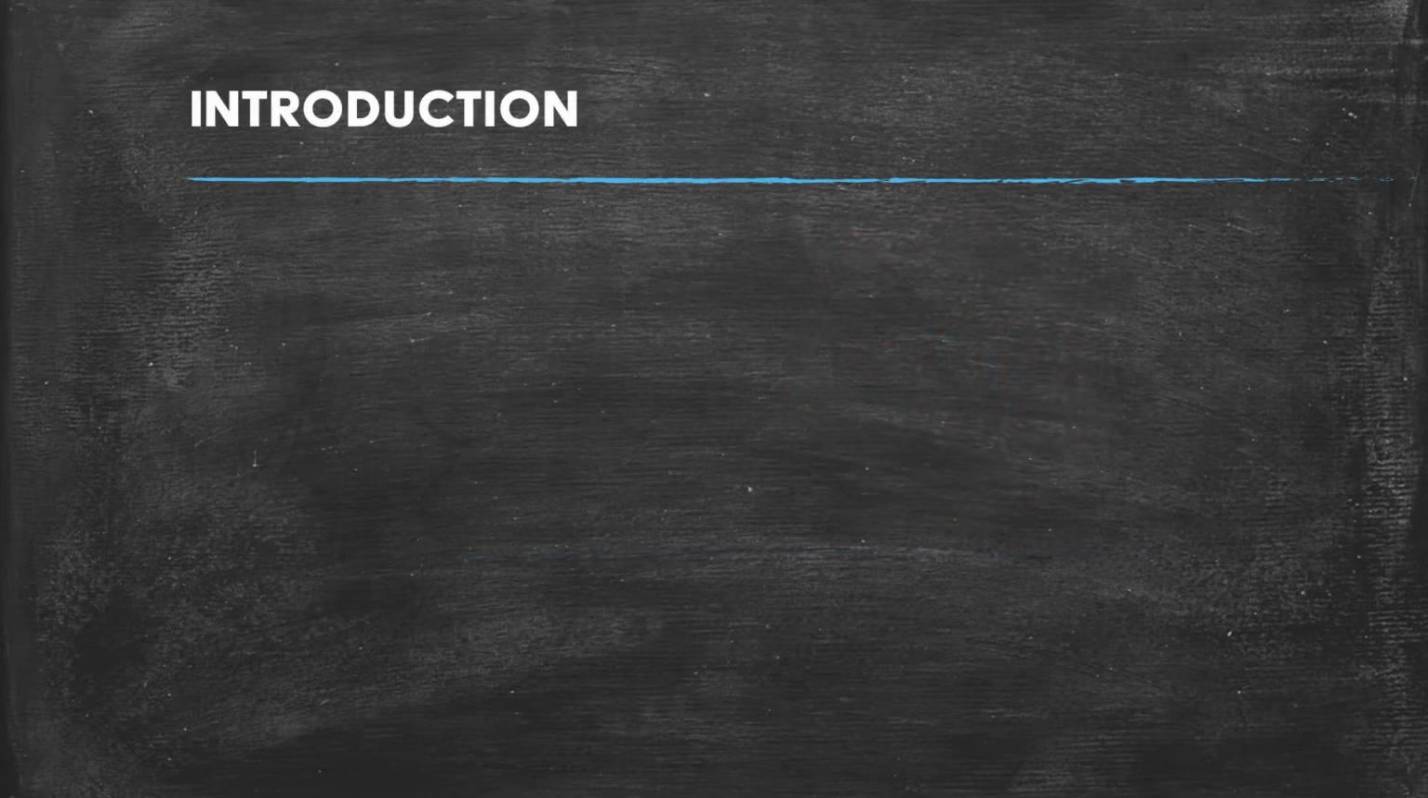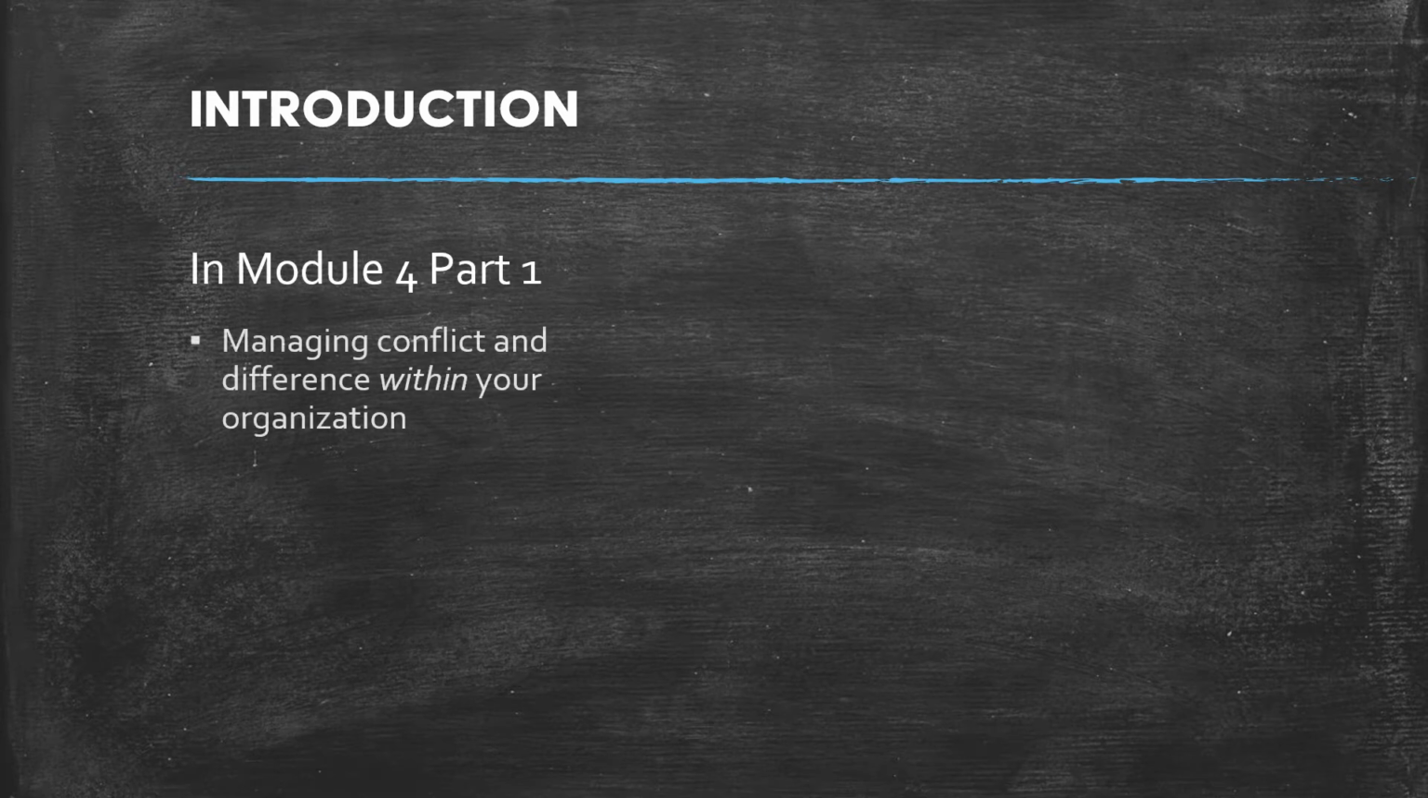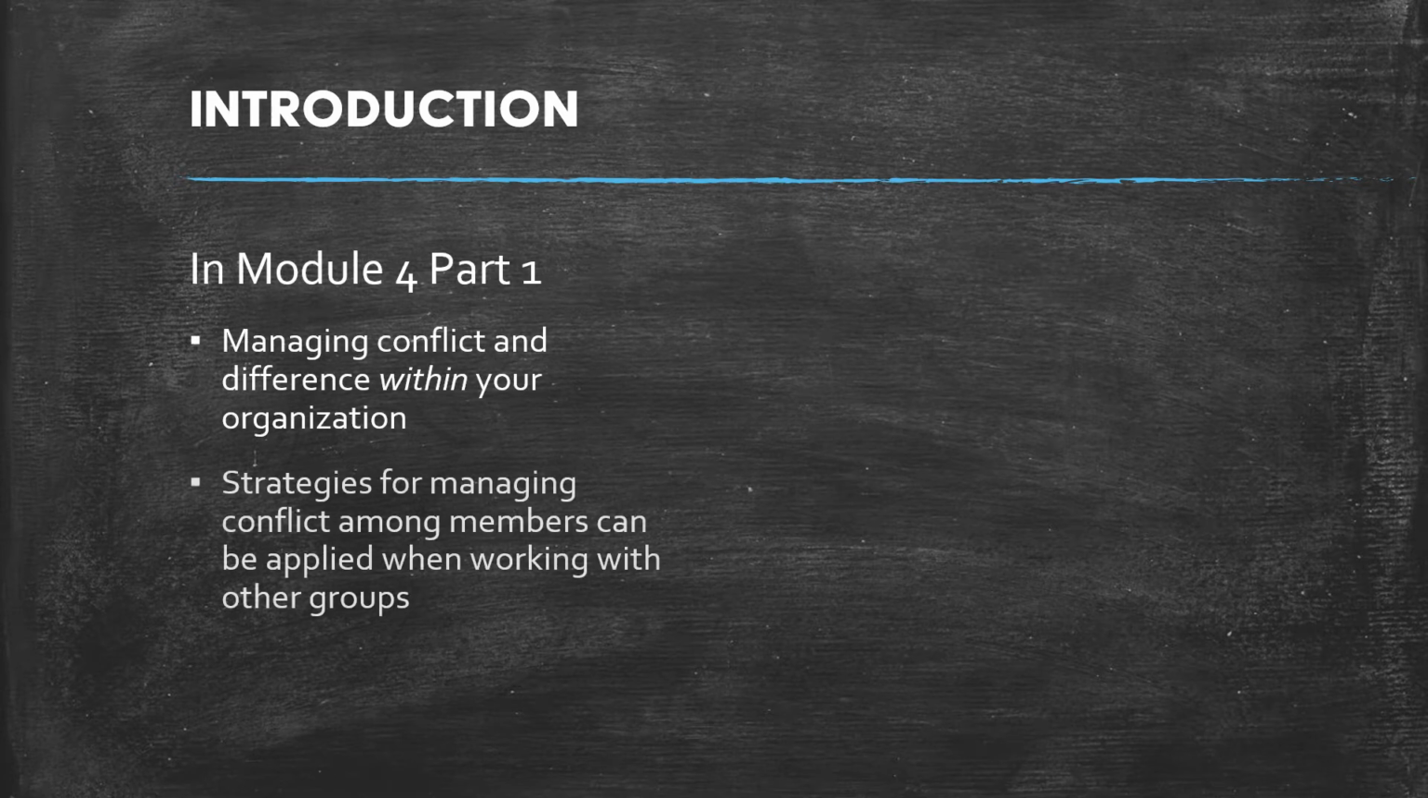In Part 1, we discussed managing conflict and difference within your student organization. Now we will focus on the power of difference when collaborating with other student organizations. The strategies we provided in Module 4, Part 1, are also helpful when working on collaborative projects with other groups.